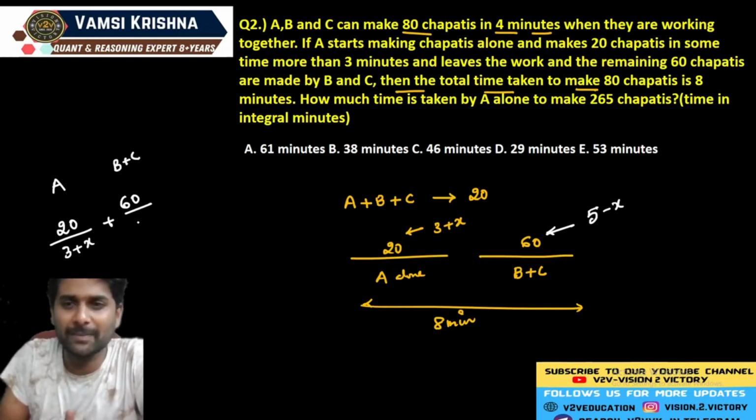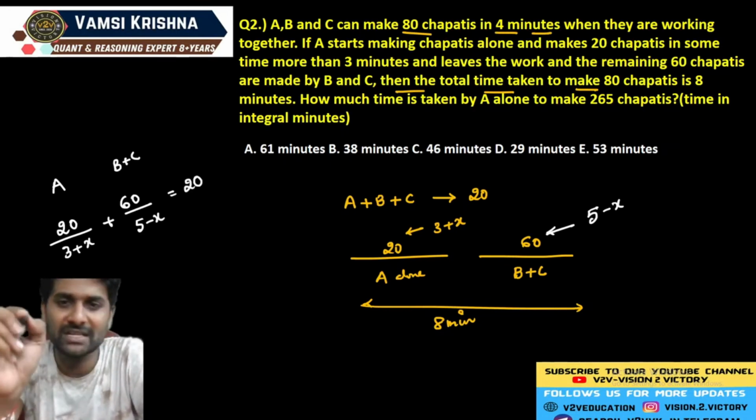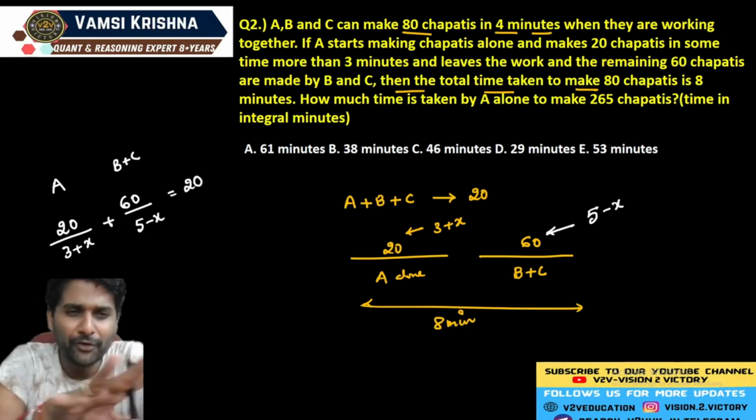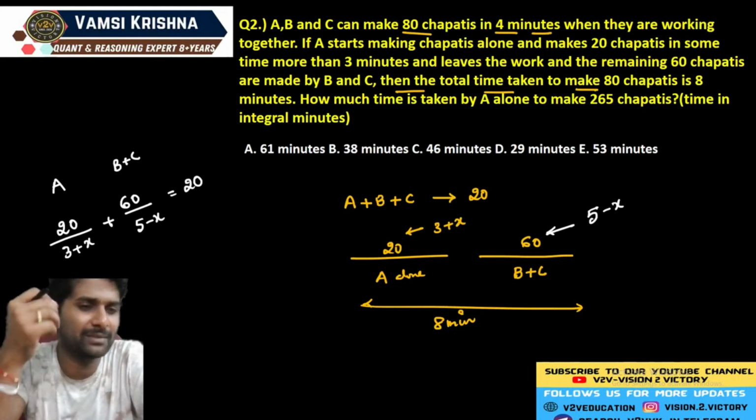Now see here, 60 chapatis takes how much time? 5 minus 6. Now, how many chapatis are completed per minute? If all work together, they finish 20 chapatis. If you go through the calculation, it definitely takes time. So go with the trial and error method.